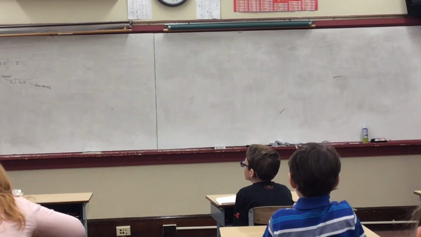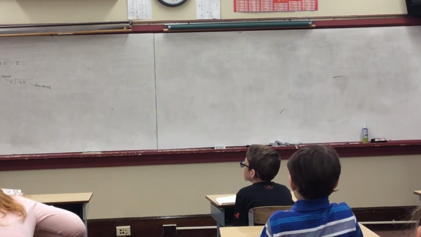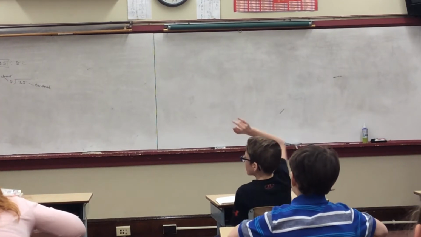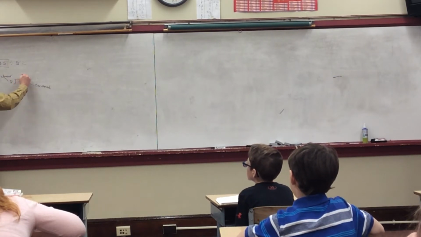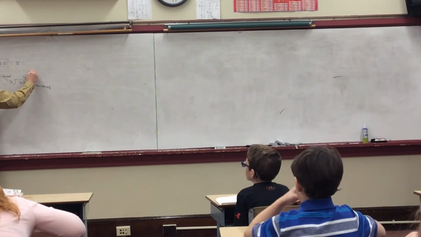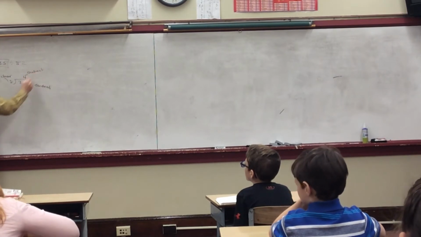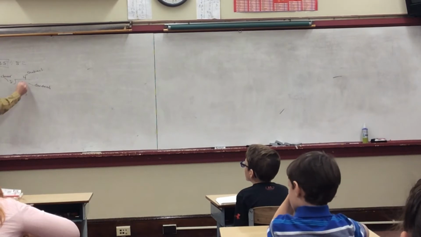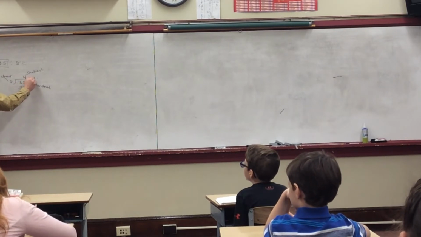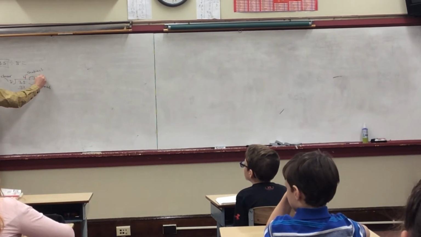Now, when we divide, 8 goes into 35 how many times? 4. That 4 goes up here. This is our quotient. 4 times 8 is 32. Subtract, you get 3. And that 3 is our remainder.